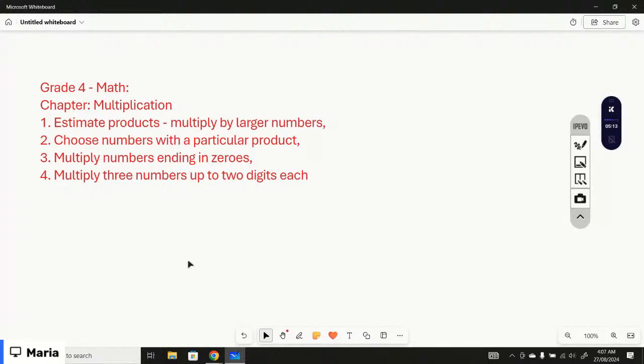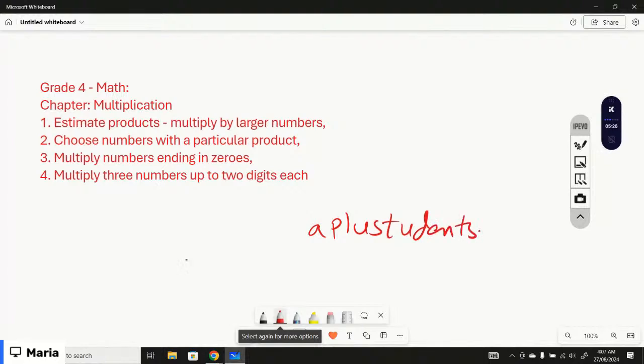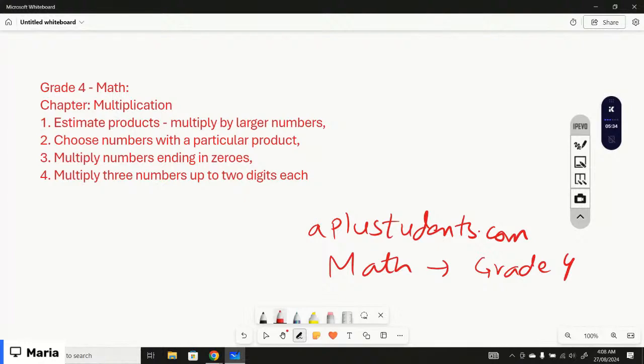We are here for grade 4 math. You can find all the lessons on aplusstudents.com. You have to log in there using your email address and password as provided by the administrator. Then you have to select math from the subject tab, scroll down to grade 4 math, and then click on view all lessons. There you can find a list of the chapters.